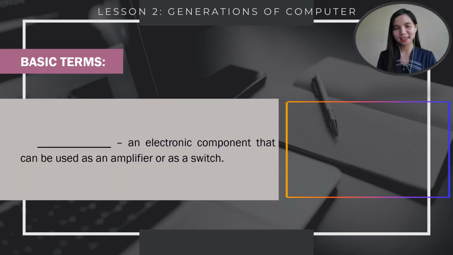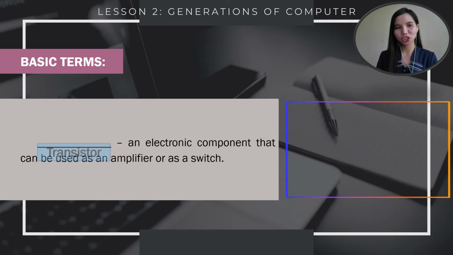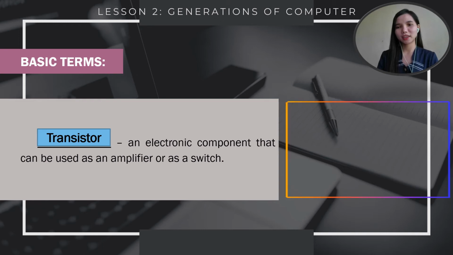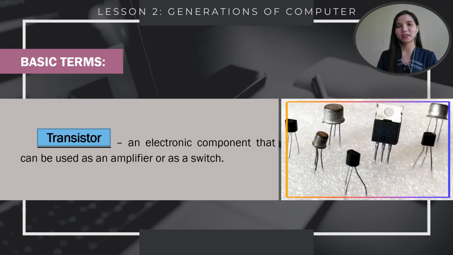Now, blank is an electronic component that can be used as an amplifier or as a switch. That is called the transistor. It is used to control the flow of electricity in radios, televisions, computers, etc.